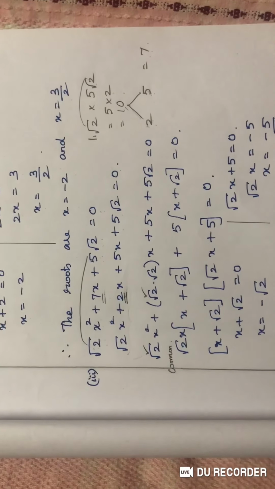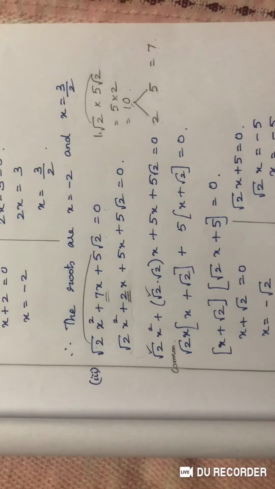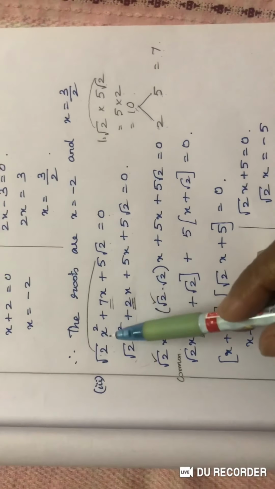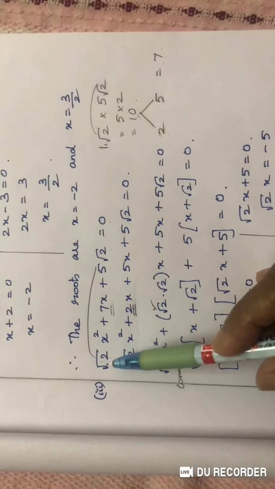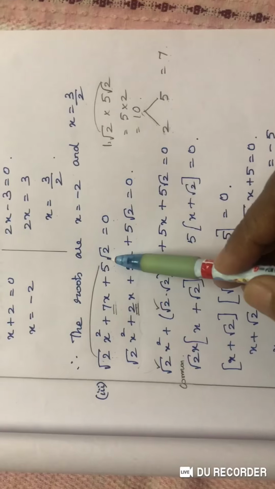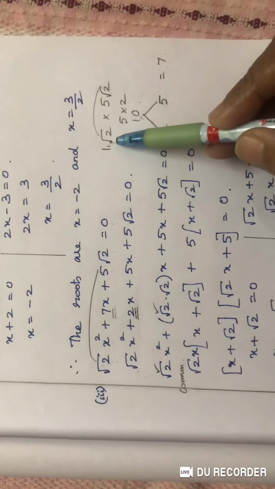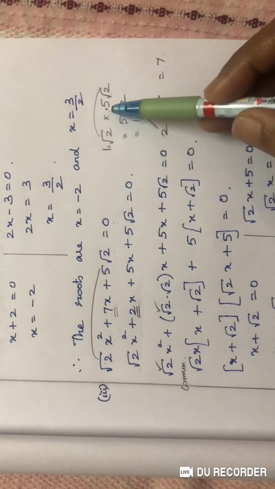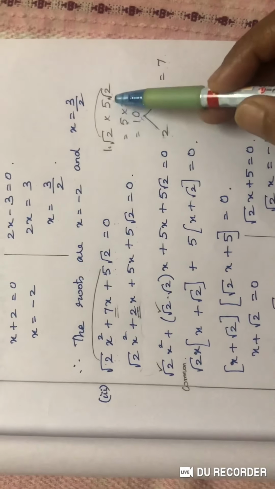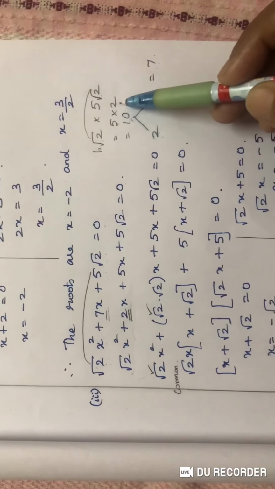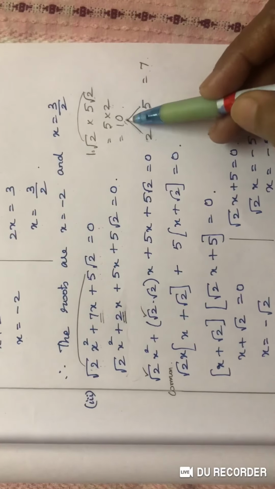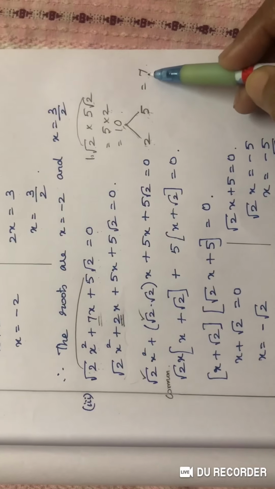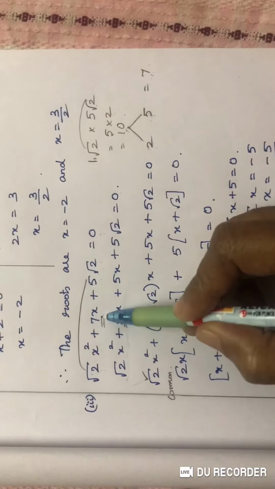Third sum: root 2 x square plus 7x plus 5 root 2 equal to 0. Here, coefficient of x square is root 2. So, multiply root 2 with the constant term, that is root 2 into 5 root 2. It is understood as 1 root 2. So, when we are multiplying 5 into 1, 5. Root 2 into root 2 is 2. So, 5 into 2 is 10. So, what are the factors for 10? 2 into 5. When I am adding this 2 and 5, I will get 7. That is what our middle term 7.